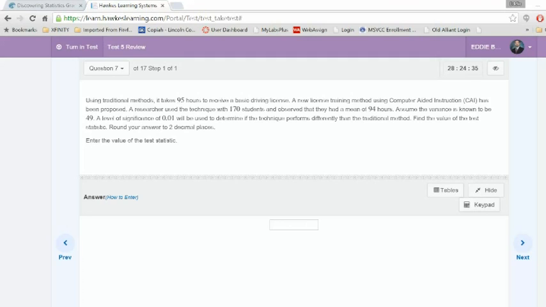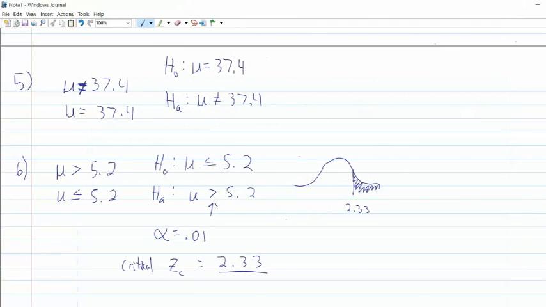All right. So in this problem, we are trying to find the test statistic. So we don't need a lot of the other information. It may be okay to write it down just to practice. This is problem number 7.